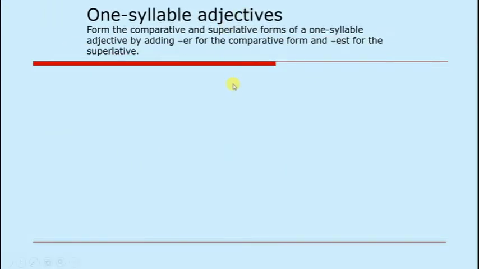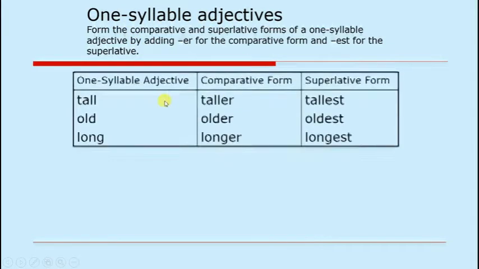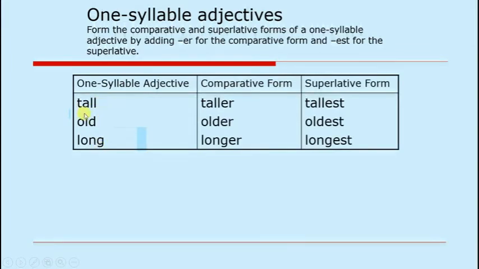Guys, first, one syllable adjectives. One syllable adjectives like tall, old, long. So guys, tall is a one syllable adjective. Old is a one syllable adjective. And I told you before the meaning of one syllable, two syllable, and three syllable adjectives. So tall, old, long, all of them are one syllable adjectives. How to make the comparative form, how to make the superlative form? For comparatives, we add just er to the adjective. So tall, I say taller.